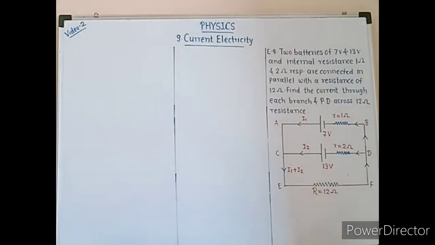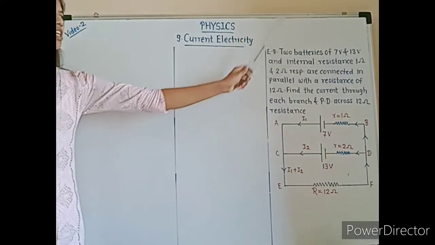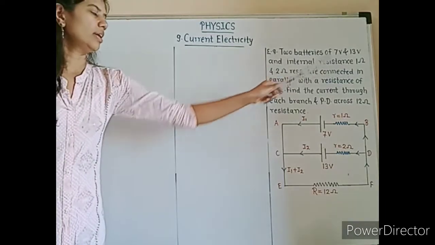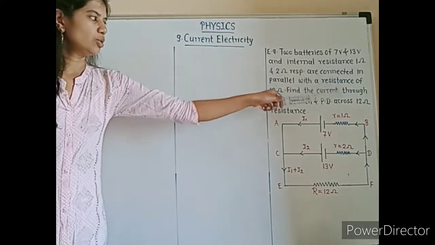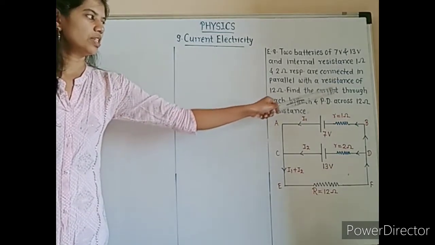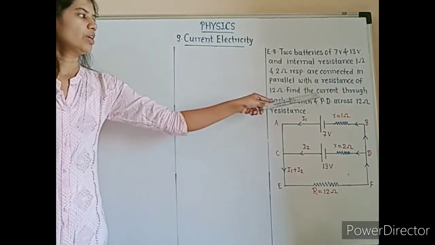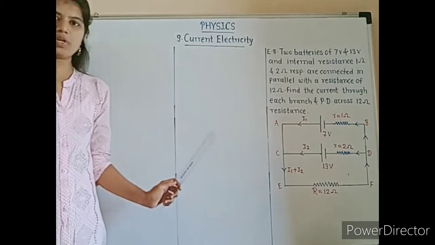The example is: two batteries of 7 volt and 13 volt with internal resistance 1 ohm and 2 ohm respectively are connected in parallel with a resistance of 12 ohm. Find the current through each branch and the potential difference across the 12 ohm resistance. So we have to find the current through each branch and the potential difference across the 12 ohm resistance.